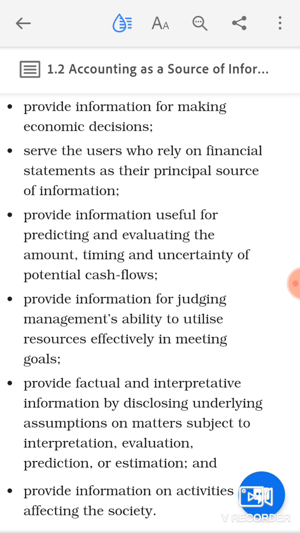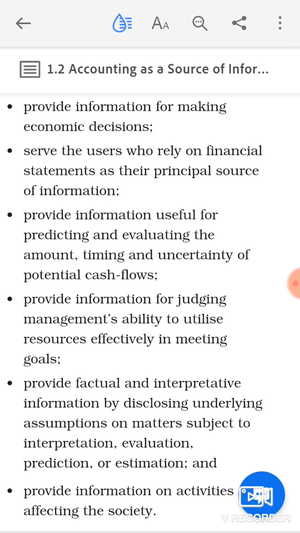It must provide information useful for predicting and evaluating the amount, timing, and uncertainty of potential cash flows. Now when we talk about prediction, it means how much profit you are going to earn in future, what the business is going to do in future, whether the business will be able to succeed in future or is going to earn profit or not. So you can make out with the help of the accounting information.